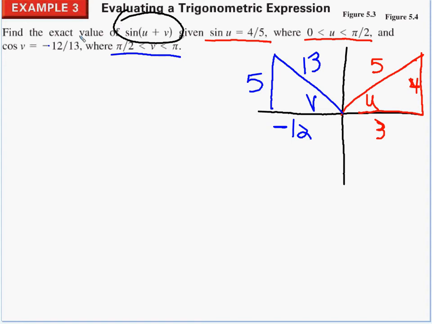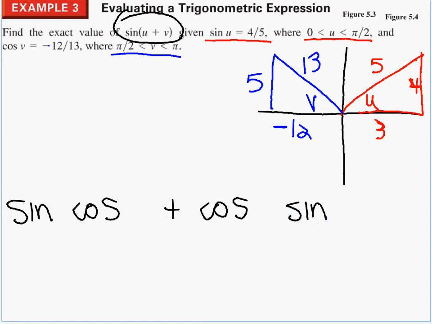So the sine of a sum is sine cos plus cos sine. And our angles go in. U goes in first, and then a V, and then a U, and then a V. Now, some of this was the given stuff.